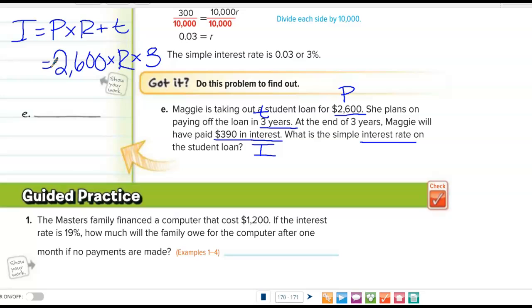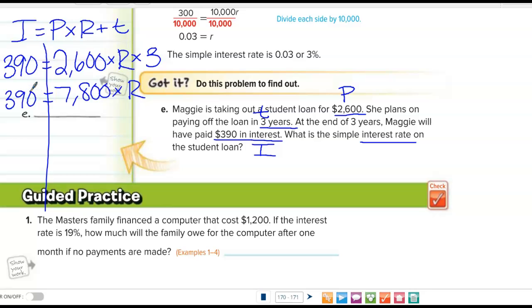What's the interest that I'm going to end up paying? $390. So now, can I simplify one side? In other words, can I actually multiply two numbers together? Yeah. What two numbers can I multiply together? 2,600 and 3. When I take 2,600 times 3, what do you get? 7,800. And what else do I still have that multiplied by? The rate, which we don't know, so we still have R. And I still have $390.